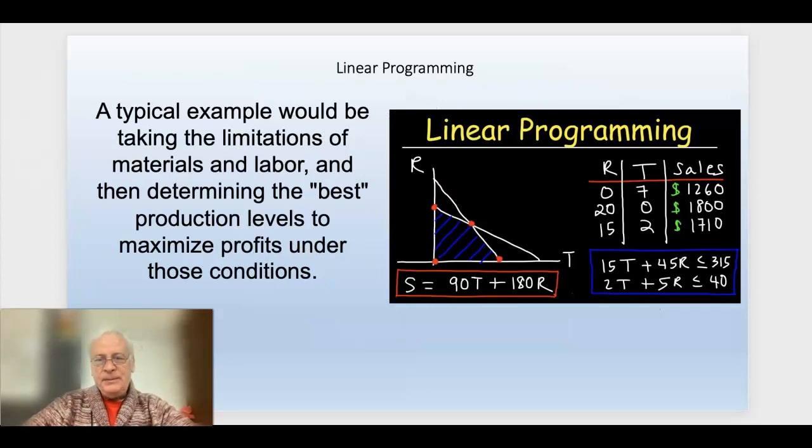Now, a typical example would be taking the limitations of material and labor. That's capacity. How much capacity do you have? Capacity has limits. You only have so much machinery. You only have so many people who can do it. All right, then determining the best production levels to maximize profits or to minimize expenses.